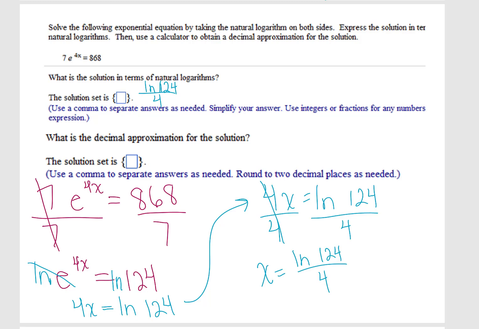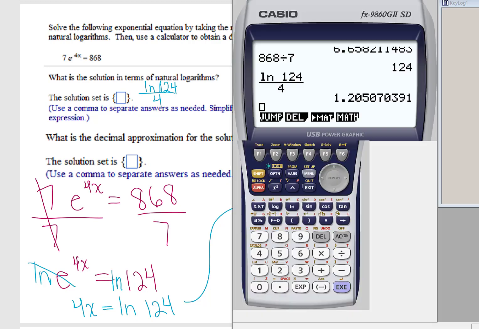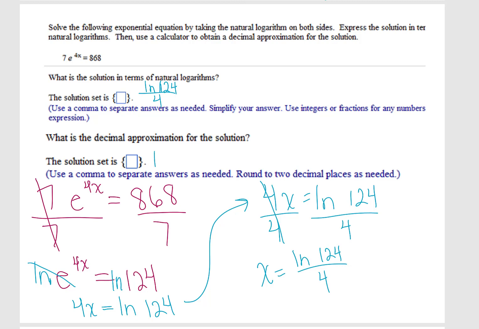Then they ask for the approximated solution. So this is where we'll punch it into our calculator and then round it out to 2 decimal places. I get 1.205 and some extra, right? And remember, that keeps going even past where the calculator shows the end. But it's only telling me to take it out to 2 decimal places, so that 0 would round up to a 1 because of the 5. So my approximate answer is 1.21.